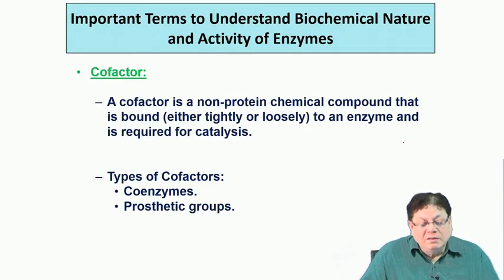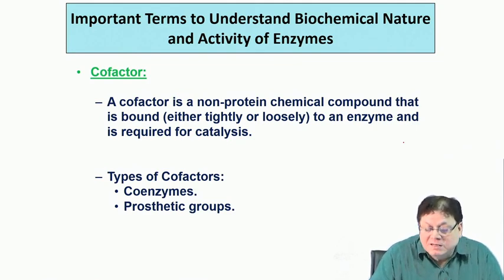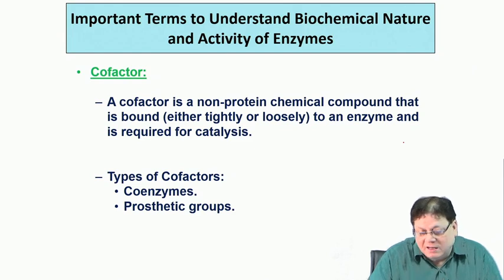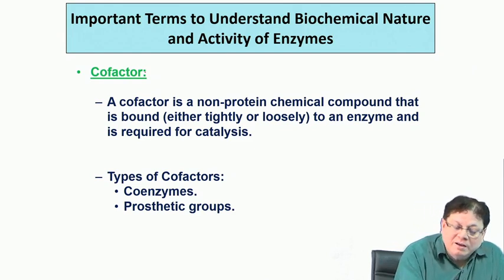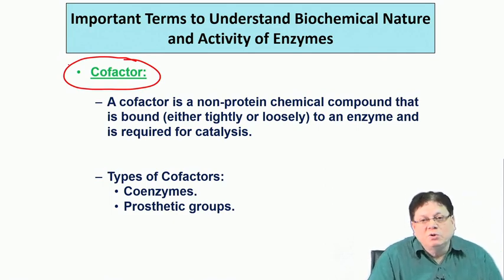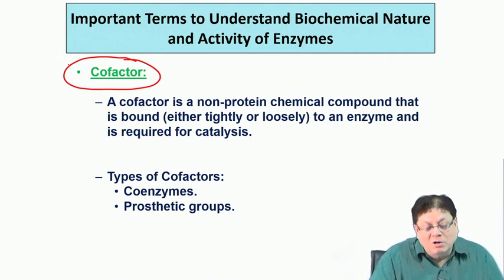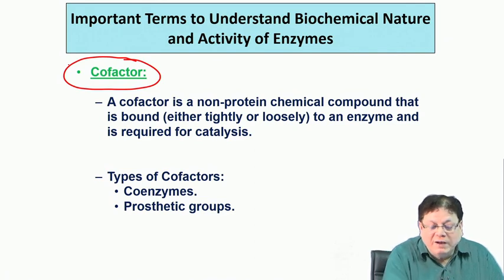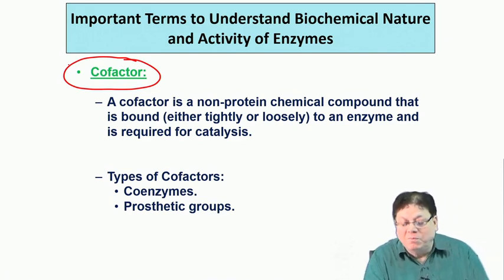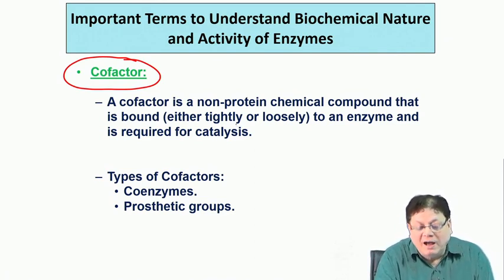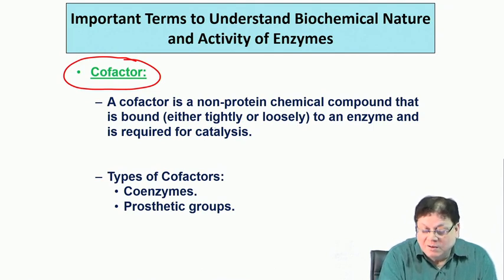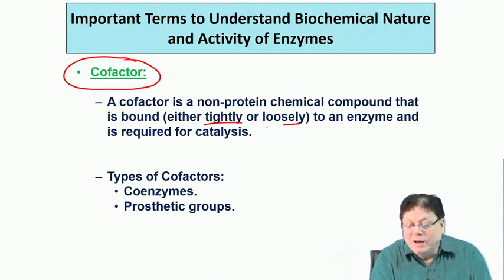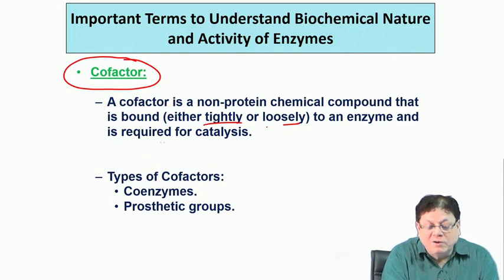Before we go into that, there are some of these enzymes, it is not mandatory, but some of the enzymes of those 6 classes require a small molecule for their activity to show, and those small molecules are called cofactors. So, a cofactor is a non-protein chemical compound that is bound either tightly or loosely, both are possible, to an enzyme and is required for catalysis.